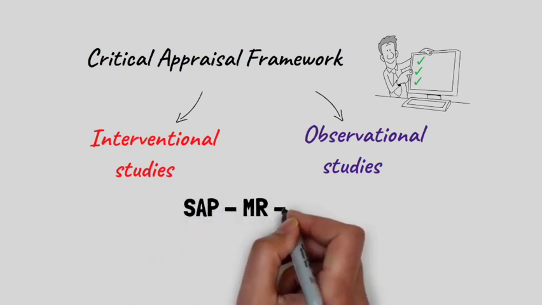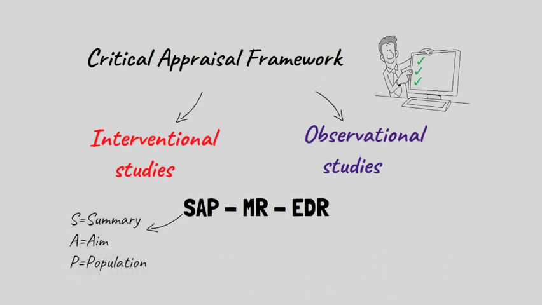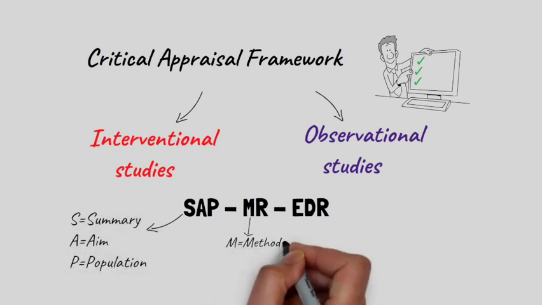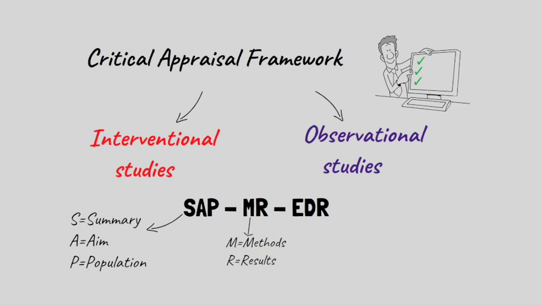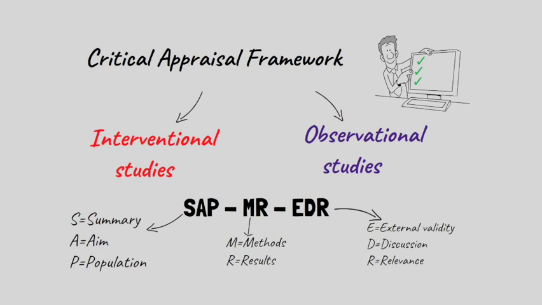To critically appraise the literature, it's much easier to remember in the form of a mnemonic: SAP, MR, EDR. SAP means summary, aims and population, MR is methods and results, EDR is external validity, discussion and relevance, which we will discuss in the upcoming slides.